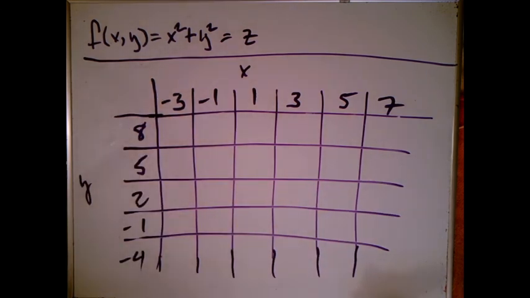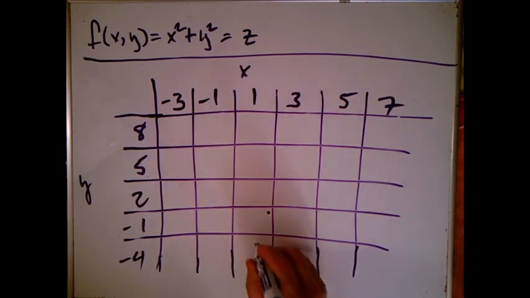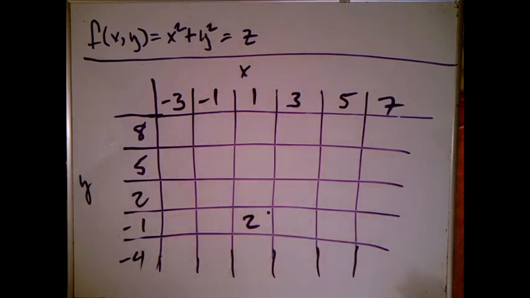Now I want to start filling the cells. Let's pick the easiest one I can. I'm thinking this one right here. Now how do I do that? Well, I see that's the column where x is 1, and that's the row where y is -1, and then I want to plug back into my function. So 1 squared plus (-1) squared, that's 2. Yay, we have our first number.